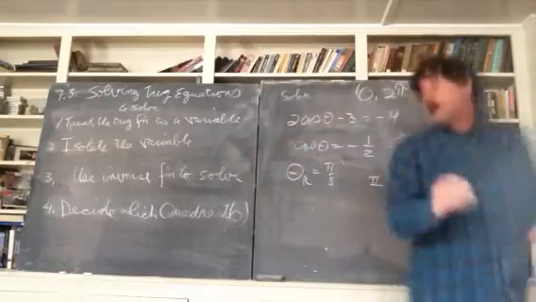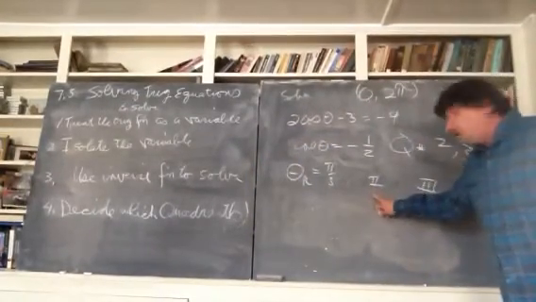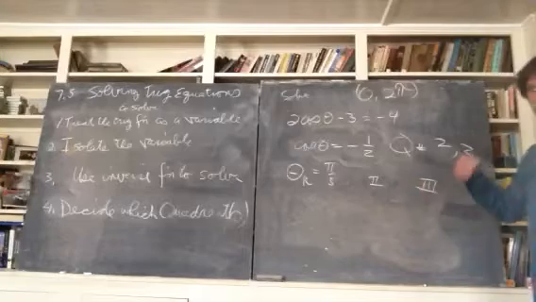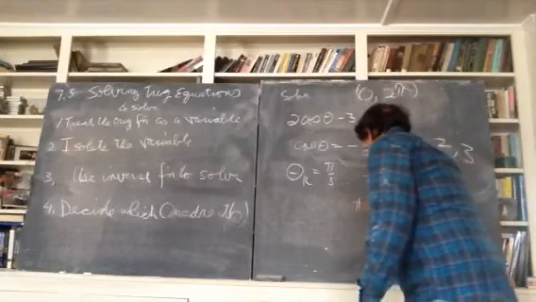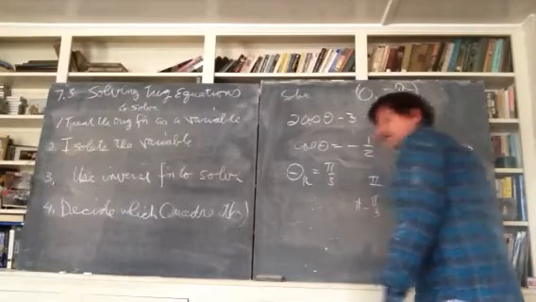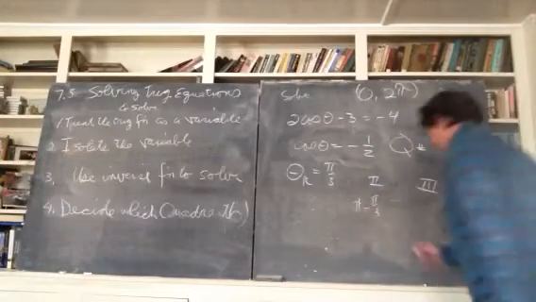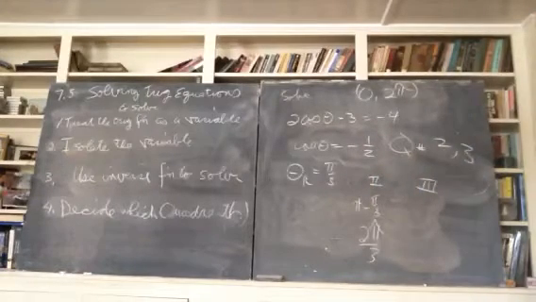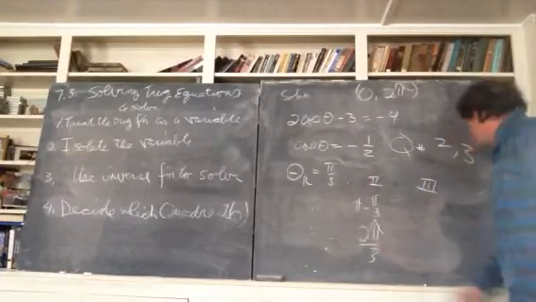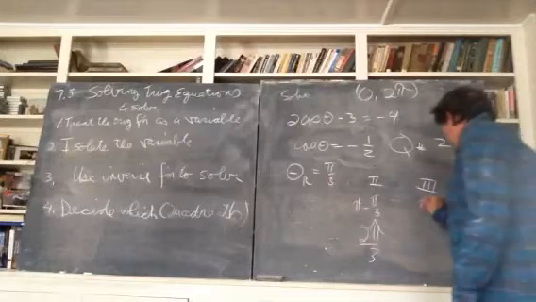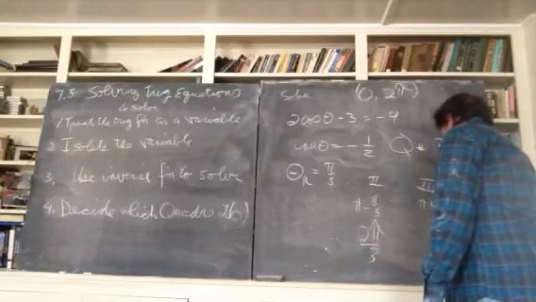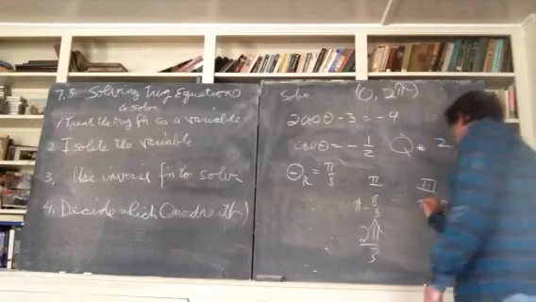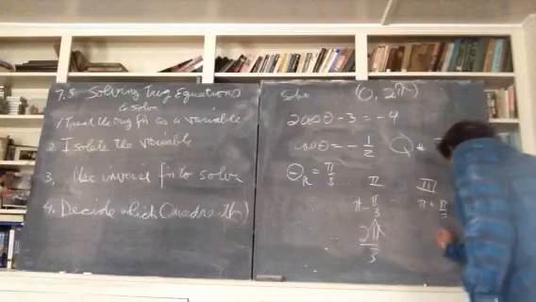Quadrant 2 is pi minus pi over 3, which is 2 pi over 3. That's one angle. By the way, it's 120 degrees. And in quadrant 3, it's pi plus pi over 3, which is 4 pi over 3.